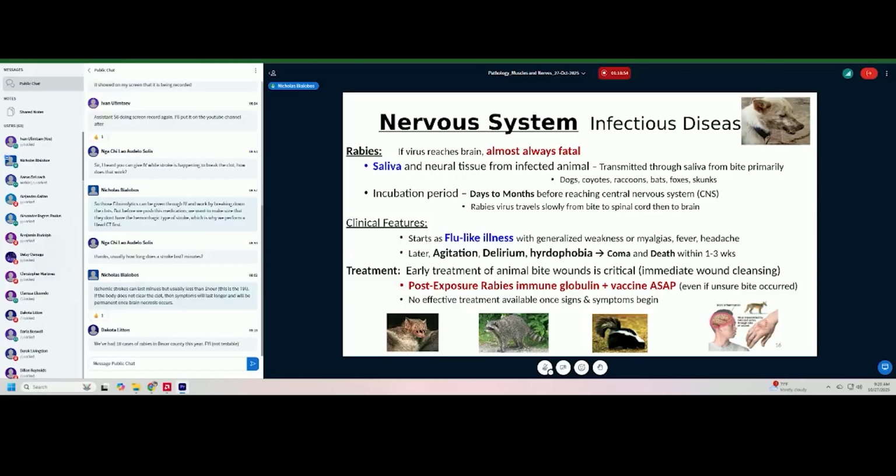And so if somebody's been exposed to rabies, if somebody was bitten by an animal and we don't know whether or not this animal had rabies, well, we're going to do a few different things.